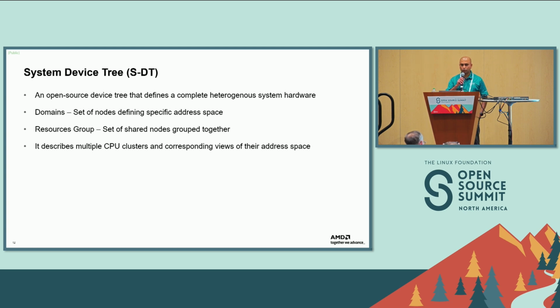System device tree is an open source device tree that is complete for a heterogeneous build system. Basically, it contains two things. One is the domains. Domains are nothing but a set of nodes which is defined for specific address spaces. And the next one is the resource group. Resource group is a set of shared nodes which are grouped together for a particular domain. The system device tree can also be used for multiple CPU clusters.